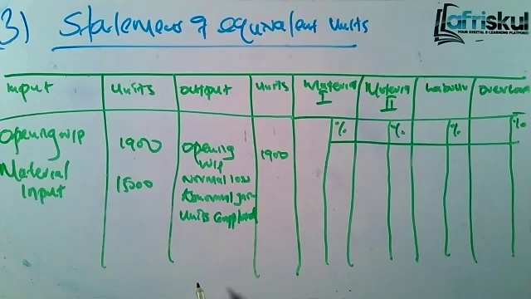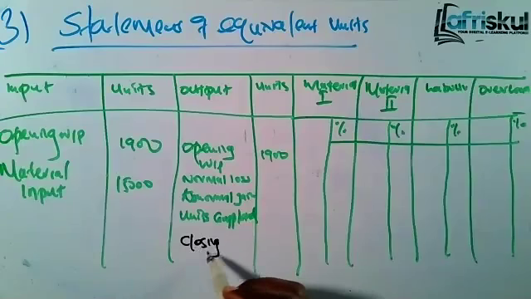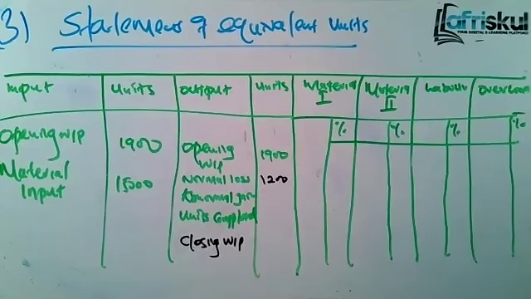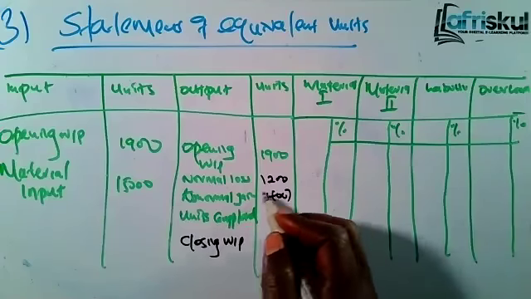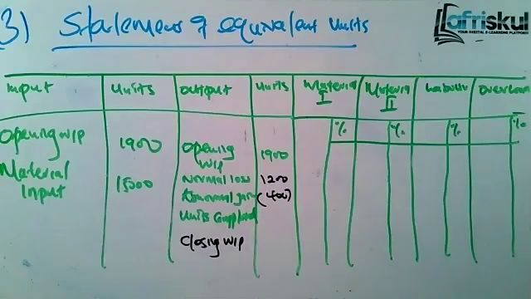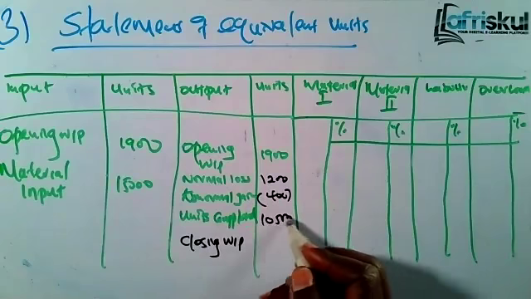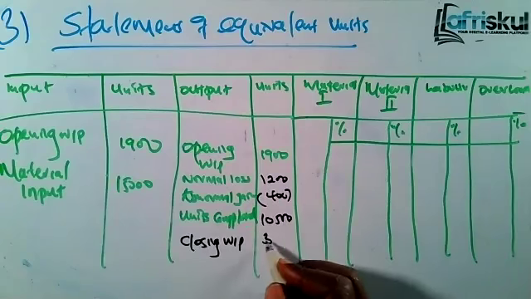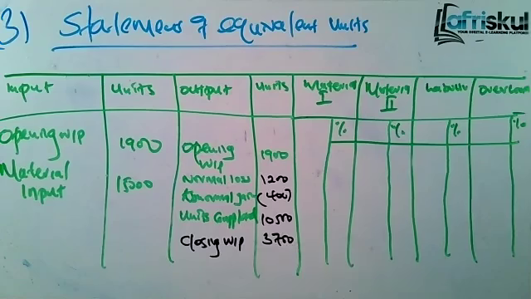We have units completed. And then we have closing WIP. So our normal loss was 1,200. Abnormal gain was 400. We deduct that one. And then we had units completed, 10,500. And then we have closing WIP, which was 3,700.